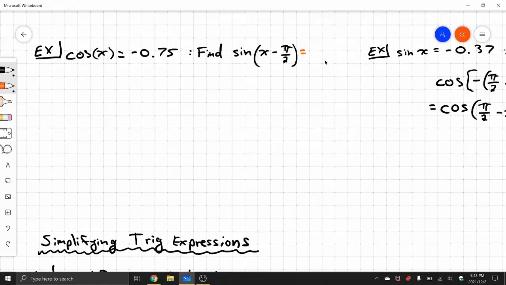Okay, so if you got positive 0.75, then you can go ahead and skip ahead because you got it correct. If not, no worries. Let's go ahead and solve this one together then.